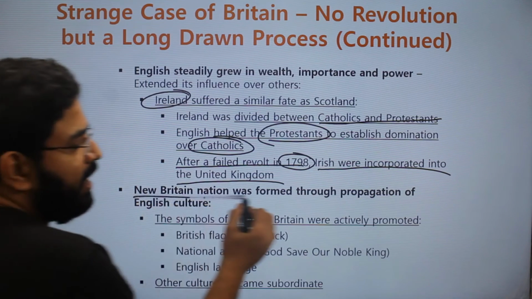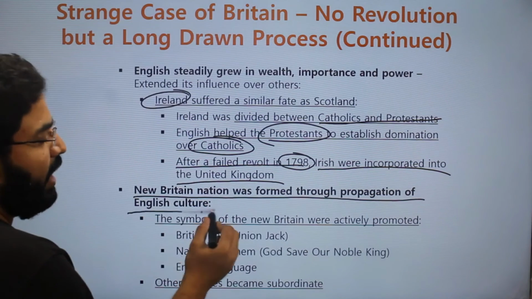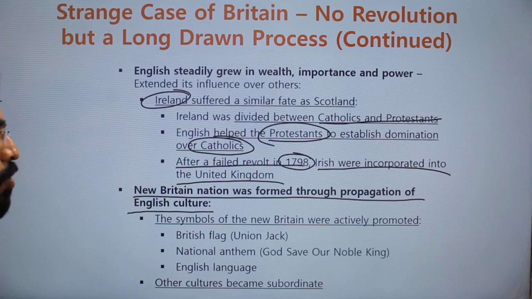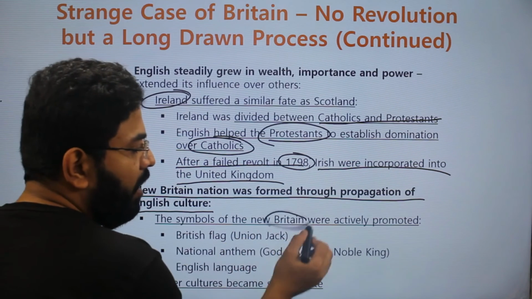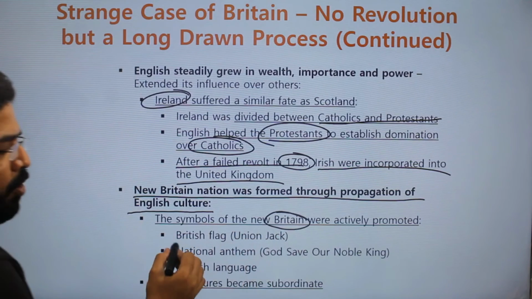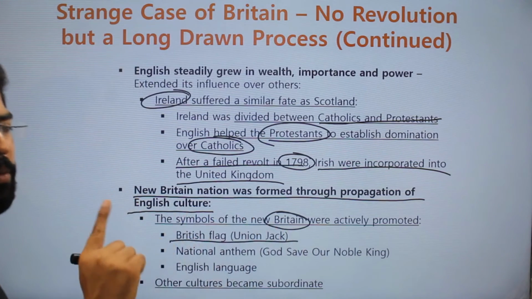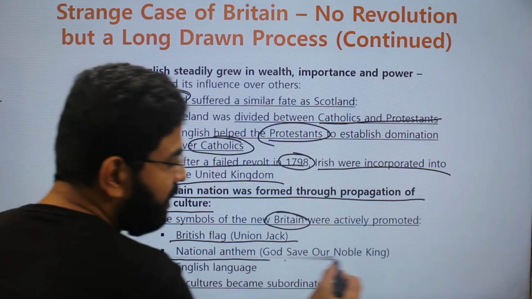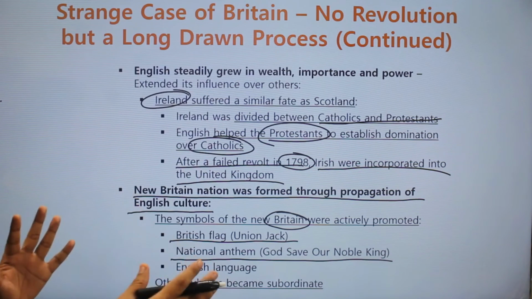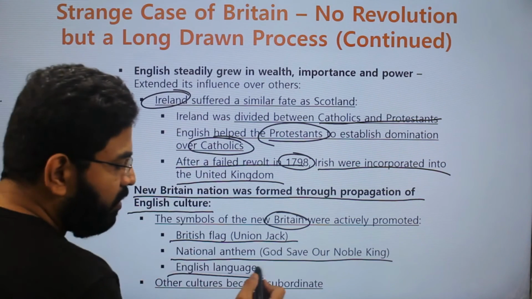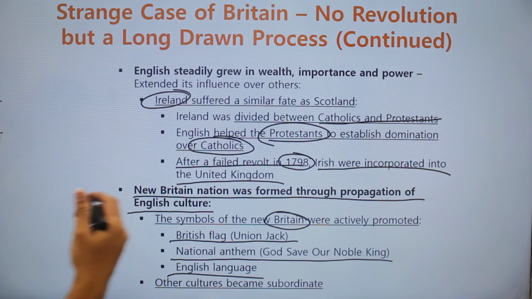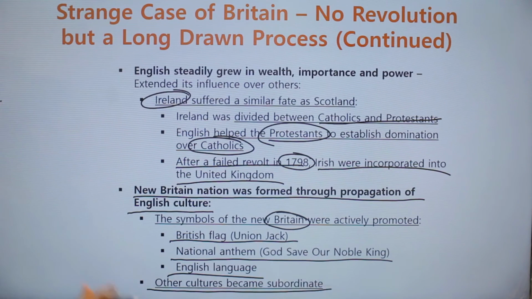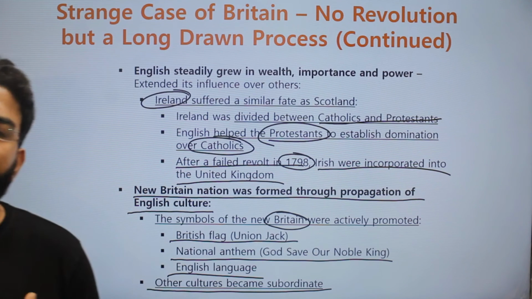So this new Britain nation was formed through propagation of English culture. They ensured that the English culture prevails there. So you will see that the new Britain was actively promoting the British flag and not promoting the Scottish or the Irish flags. Then the national anthem was also one which was for the English. Then the English language was used over the Scottish language or the Irish languages. Then all the other cultures were made subordinate. So this was what happened.